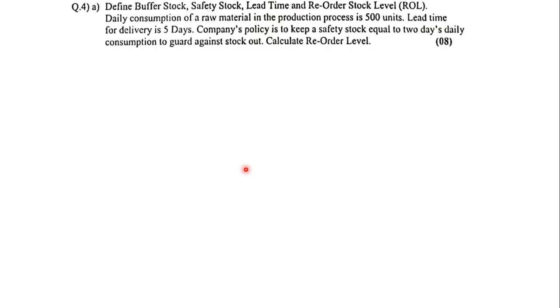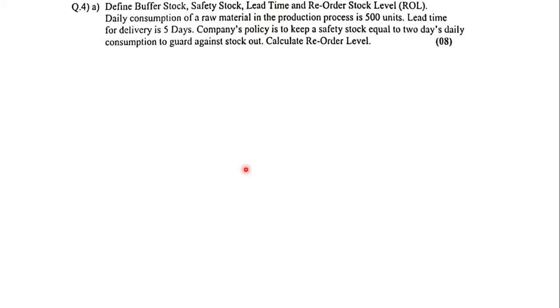Okay, the very first sum, I'll read out the question once. It's given: define buffer stock, safety stock, lead time, and reorder stock level. This is what I told you. You can even have a theory kind of question, and thereafter they will tell you to solve the sum.